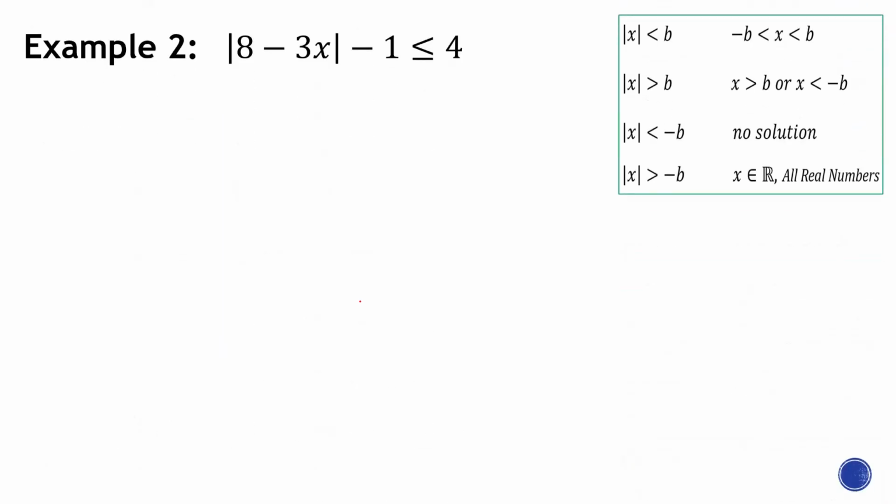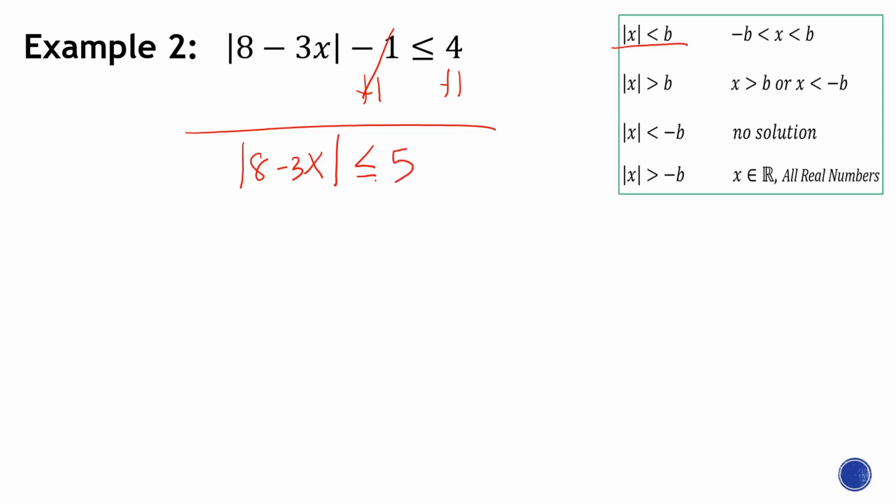Okay, let's go to the next example. We have the absolute value of 8 minus 3x, minus 1, is less than or equal to 4. I know we can use this property, but we have a -1 here. We do not want that on the left side, so we will add 1 on both sides. That will give us absolute value of 8 minus 3x is less than or equal to 5. Next, drop the absolute value bars. This is our solution: -5 is less than or equal to 8 minus 3x, less than or equal to 5.